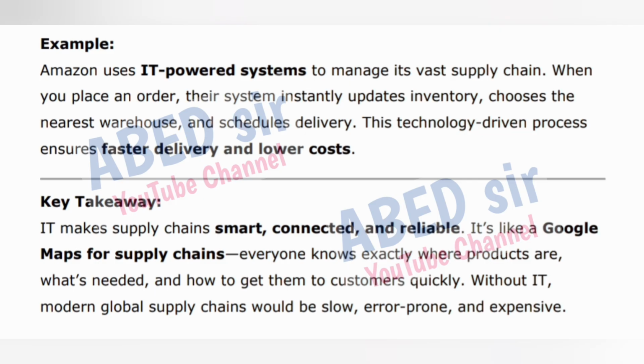Key takeaway: IT makes supply chains smart, connected, and reliable. It's like a Google Maps for supply chains. Everyone knows exactly where products are, what's needed, and how to get them to customers quickly. Without IT, modern global supply chains would be slow, error-prone, and expensive.